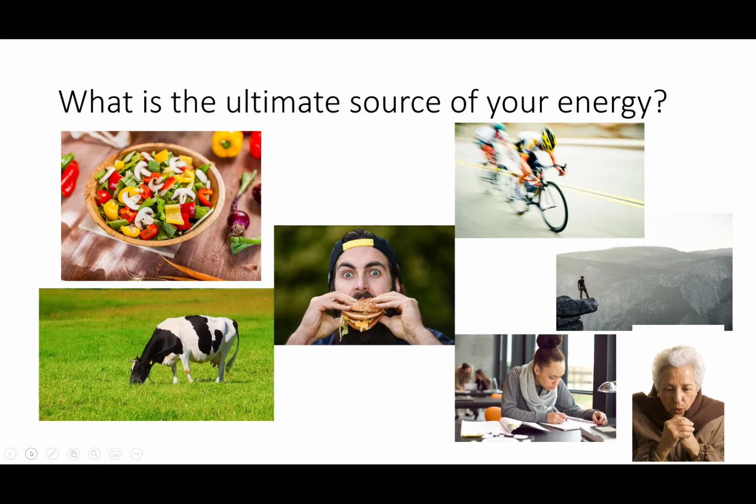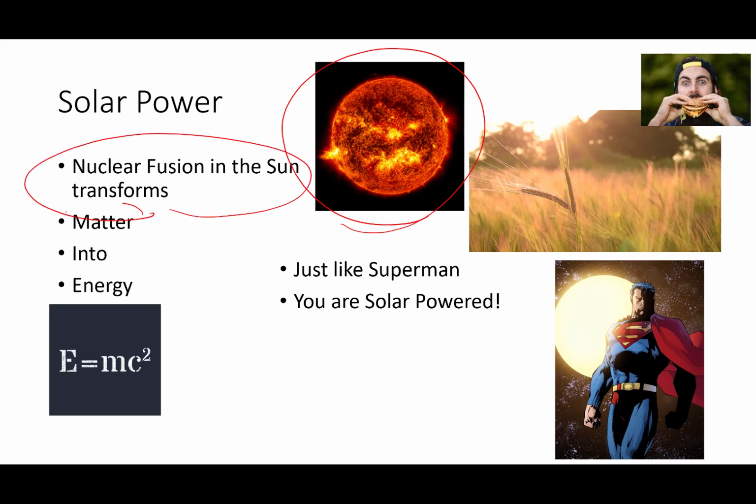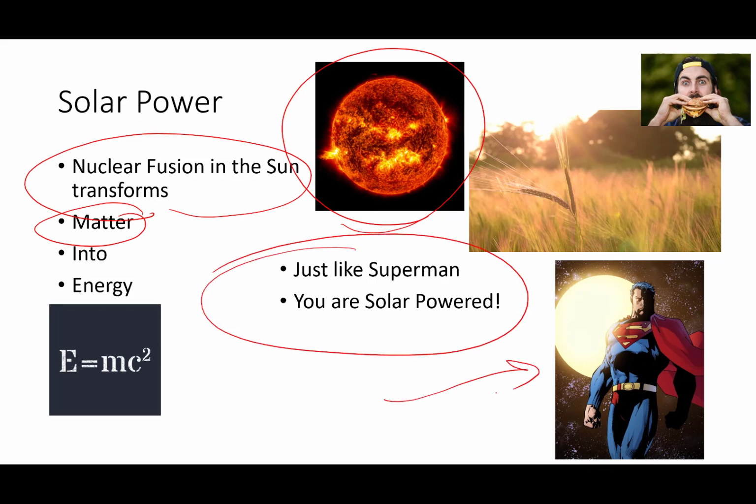So what's the ultimate source of energy that powers you? Well, you eat vegetables, and if you eat a hamburger, you eat some hamburger that used to be a cow that ate grass. You use that to convert to kinetic energy and motion, potential energy when you climb up things, and heat that keeps you warm. But where did these things originally get their energy from? Well, they got their energy from the sun. And where did the sun get its energy from? Well, nuclear fusion of matter. So just like Superman, you are solar powered. Yeah, you're just like Superman.